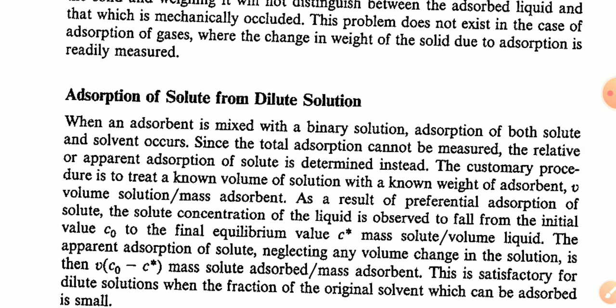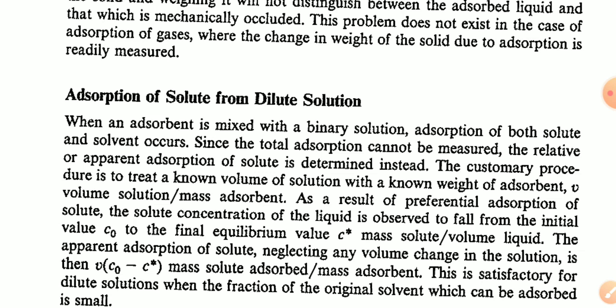When an adsorbent is mixed with a binary solution, adsorption of both solute and solvent occurs. Since the total adsorption cannot be measured, the relative or apparent adsorption of solute is determined instead, and the customary procedure is to treat a known volume of the solution with a known weight of adsorbent, the volume of solution per mass of adsorbent. As a result of preferential adsorption of solute, the solute concentration of the liquid is observed to fall from the initial value C0 to the final equilibrium value C star, the mass of solute per volume of liquid. The apparent adsorption of solute, neglecting any volume change in the solution, is then V(C0 minus C star), the mass of solute adsorbed per mass of adsorbent.